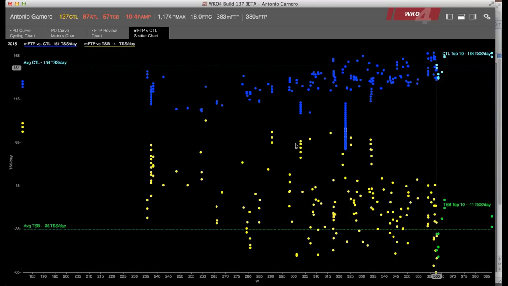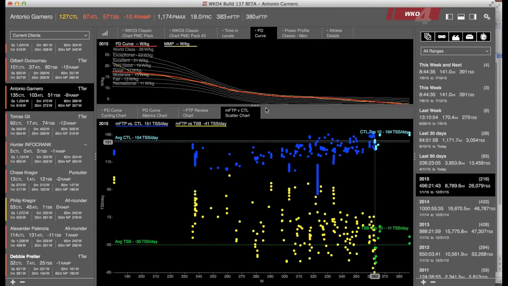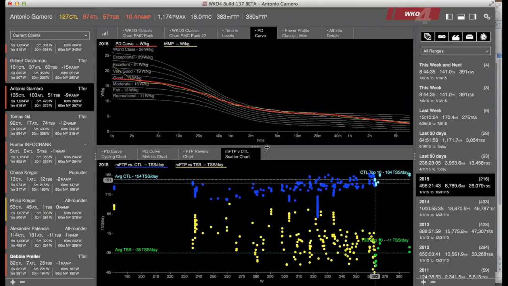So those are some great ways to look at it. I don't want to go too much deeper because this is just a primer on how to see what modeled FTP means and how this works for you. And so I hope that helps.